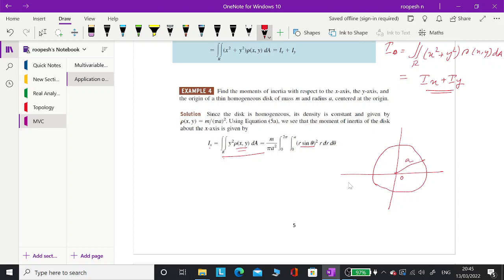m by pi a square, mass by this area. Since it is a thin lamina, you know that mass by volume is going to be the density, but here since it is a homogeneous thin disk, we are finding its area. So that's equal to mass m by area, pi into a square, because the radius is a. So this is your density function.